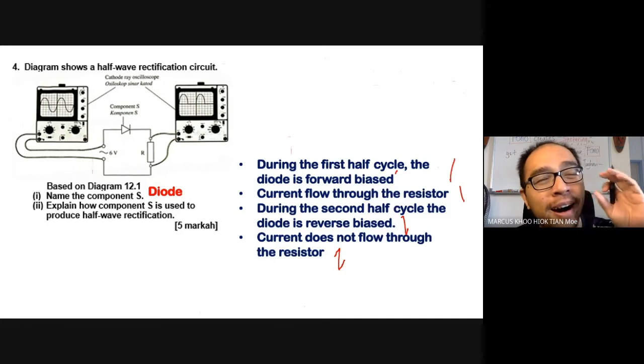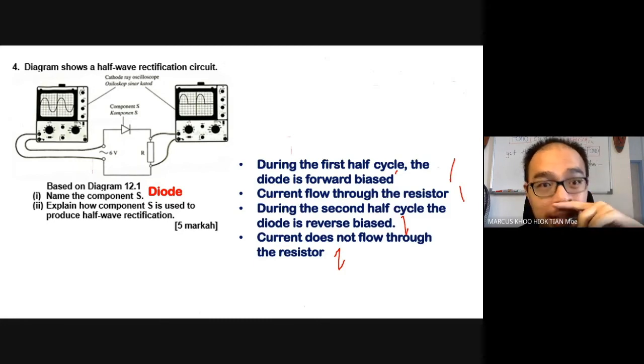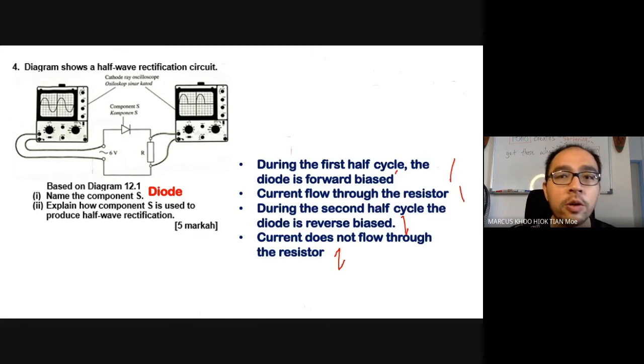So, for the rectification circuit, unless the question asks you to explain why the forward bias happens, don't involve the depletion layer, the junction voltage, the N, the P, the electrons jumping over. Don't involve that. Keep it simple. Forward bias, current flows. Reverse bias, no current flow.